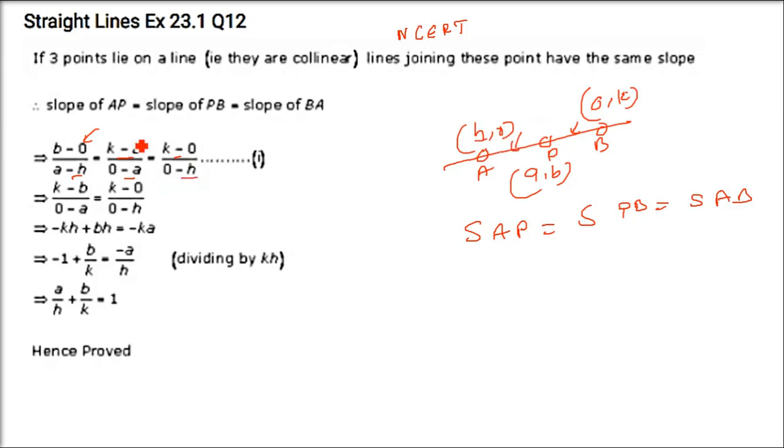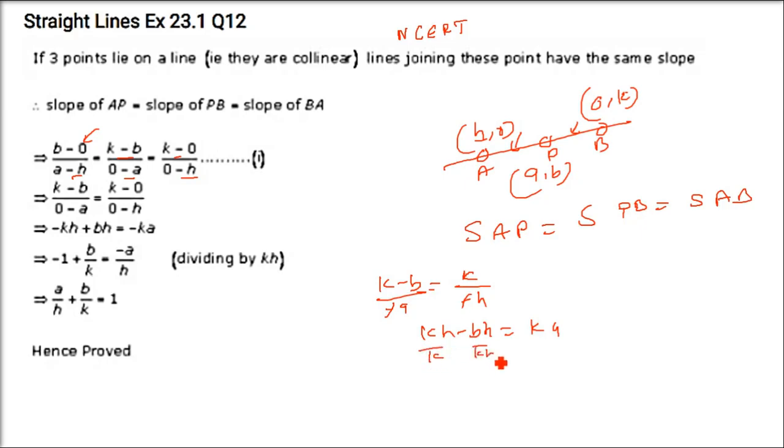Now these are equal. We will take the second and third one. k minus b by minus a equals k minus 0 by 0 minus h. So k minus b by minus a equals k by minus h. Now just multiply both sides, just get rid of this second negative sign. Now k into h minus b into h equals k into a.